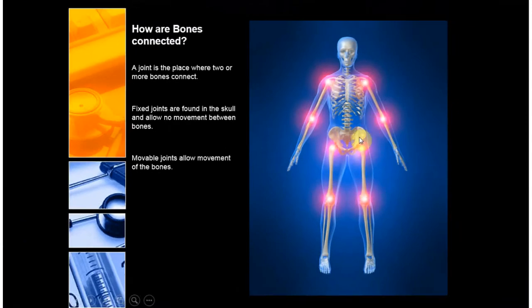Now, of course, there are many more joints. For example, in our vertebrae, each vertebra has a joint between it and the one above it or below it. But the highlighted ones here in red are mainly the joints that do most of the movement in our body.